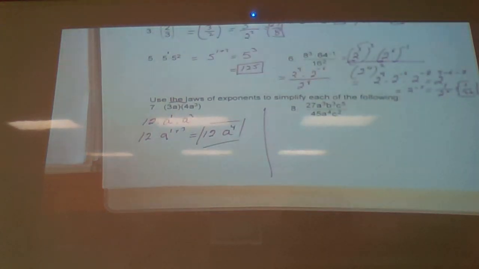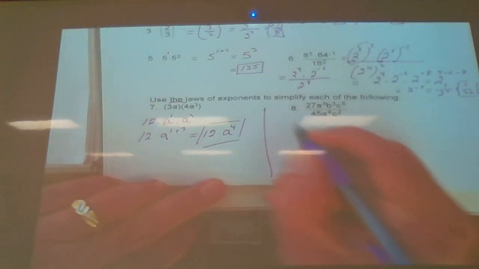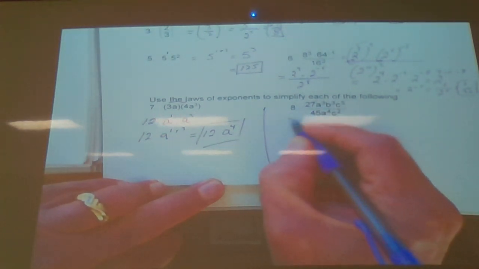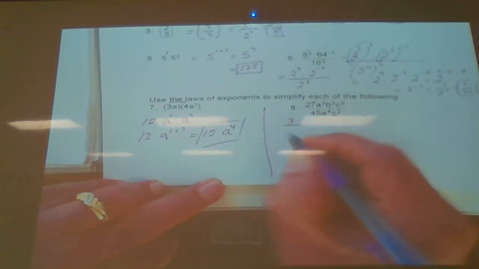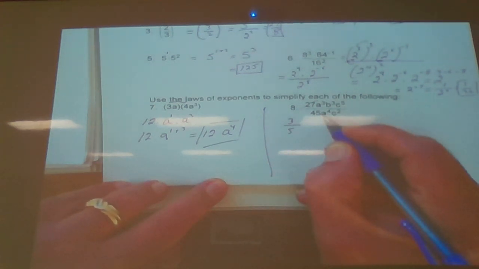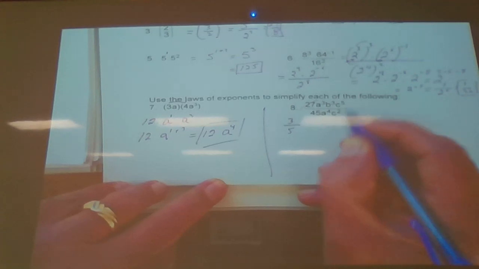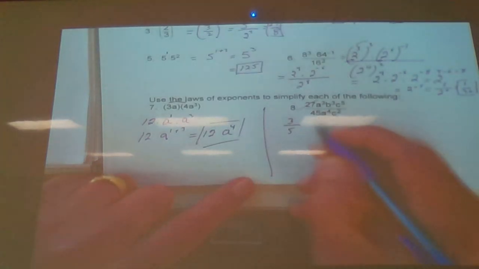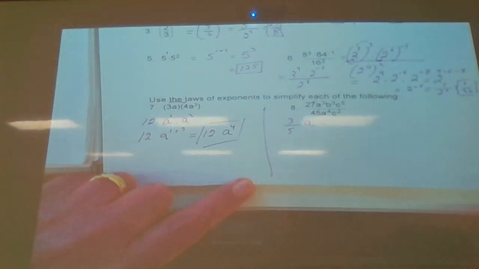I'm going to simplify the numbers first. With a 27 and a 48, I can simplify by 9, so that's a 3. By 9, that's a 5. Then I'm going to take care of the letters, A's with A's, B's with B's, and C's with C's. So I'll bring everything up, then I'll flip them if I have to.